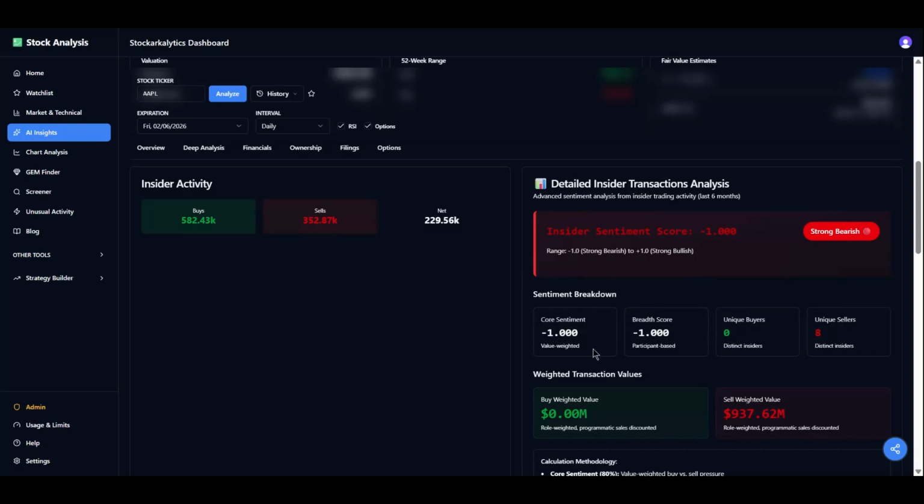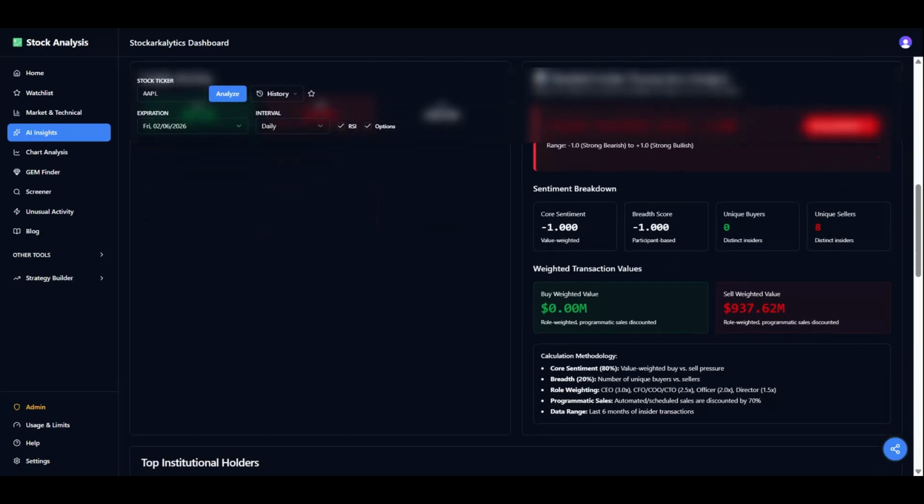Core sentiment is value weighted, so bigger buys and sells matter more. Breadth score is a participation-based score. So how many distinct insiders are buying versus selling? And then you have the unique buyers and the unique sellers, which literally counts how many different insiders were on each side. So ideally, you want to see meaningful buy value and multiple unique buyers, not just one small buy.